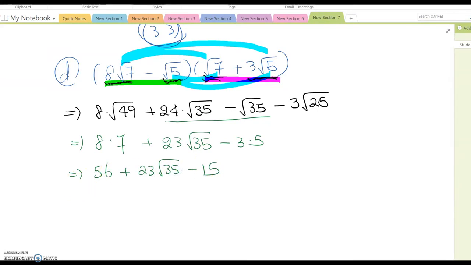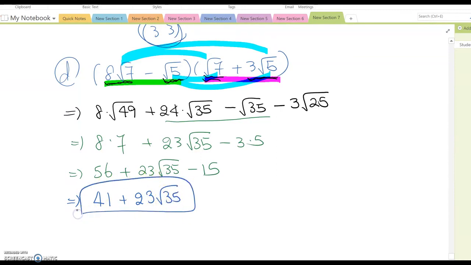So the answer is going to be 41 plus 23 root 35. That will be the answer for this question. Okay?